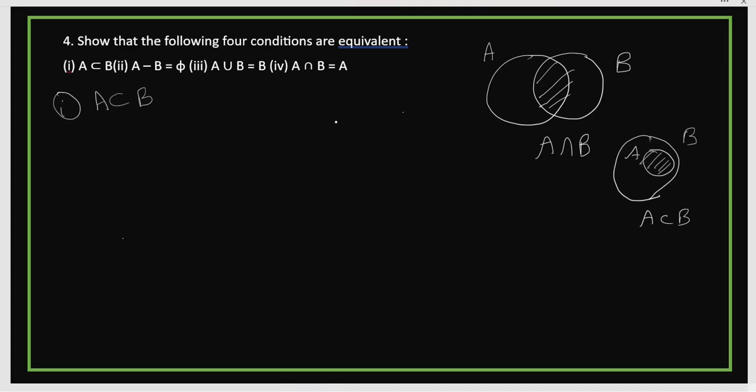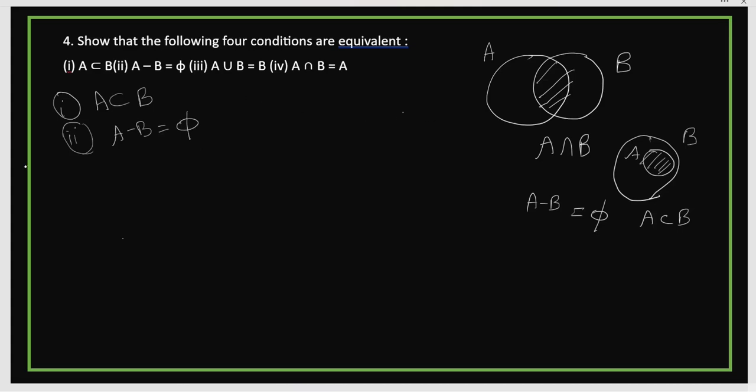So what is now A minus B? A minus B equals, so take the elements of A and remove from them all the elements of B. See, remove all the elements of B from A. What is left out? Nothing. All the elements are included in B also. So we remove everything. It is left with the null set. So the second one, A minus B equals the null set, is equivalent.